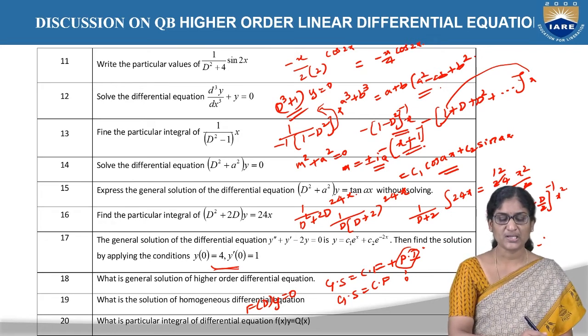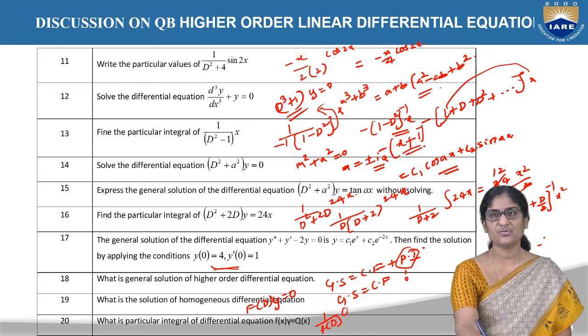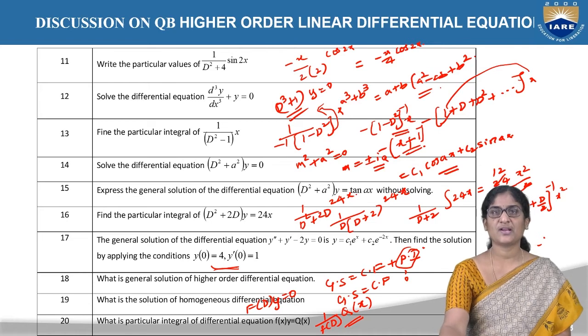Next, what is the particular integral of the equation f(D)y = Q(x)? The particular integral of the differential equation is given by 1 by f(D) into Q(x). This is the formula, and based on this we are going to find the particular integral. So that's about the first section of Part A on homogeneous differential equations.